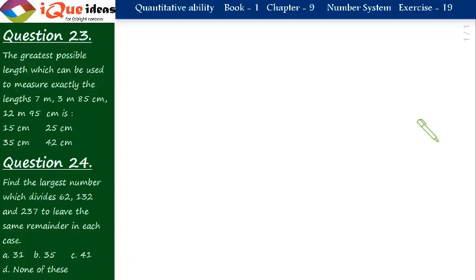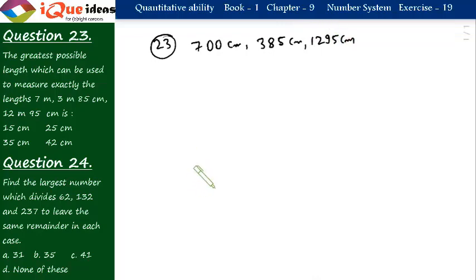Now question number 23, it says the greatest possible length which can be used to measure exactly the lengths 7 meter, 3 meter 85 centimeter, and 12 meter 95 centimeter. Let's express all of them in centimeters. So 700 centimeters, 385 centimeters, and 1295 centimeters. Alright, so these are the three lengths that we need to measure. I think it's very clear.